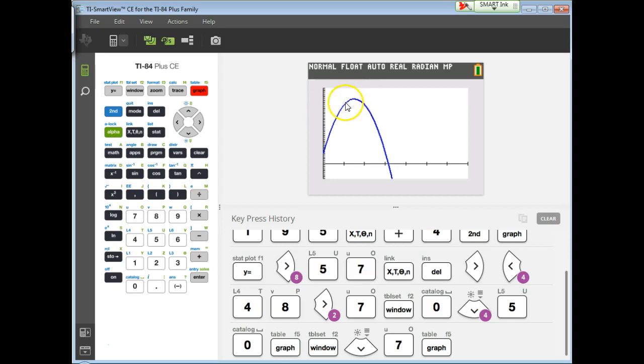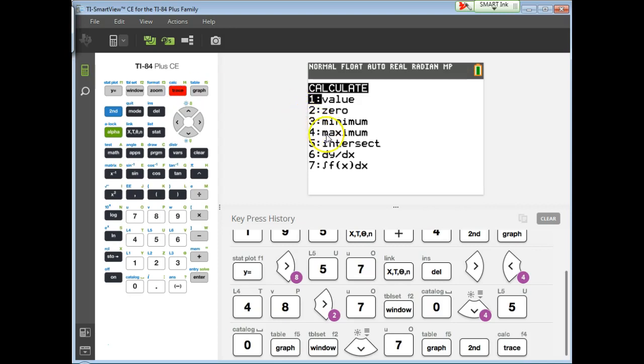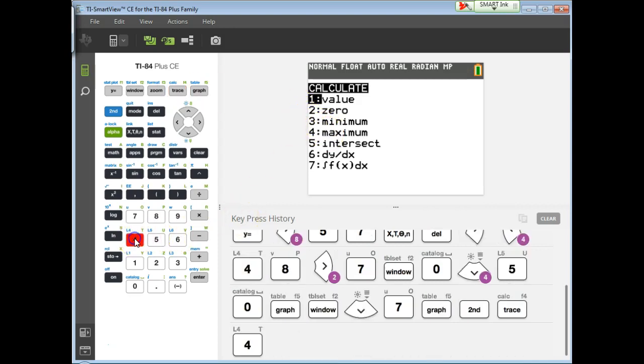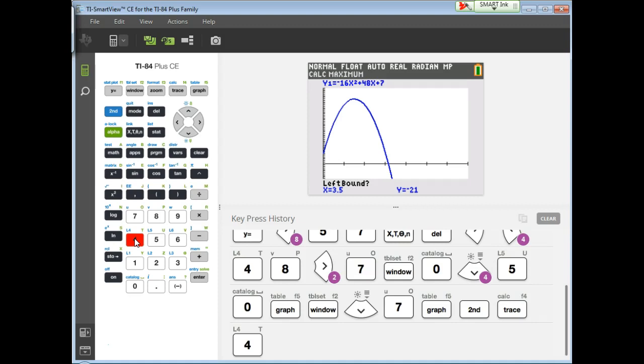Alright, so first question. Find what the maximum height was and at what time did it occur. So we're going to go to second trace. We choose maximum. And then when it says left bound, what I need you to do is figure out a time before it hit its maximum height. So this is the maximum, and it occurs like between 1 second and 2 seconds. So a time before it reached the maximum, I'm going to go with 1 second. And you guys are welcome to scroll, but this hopping thing's kind of neat. And then I need a time after it reached the peak, so I'm going to go with 2 seconds.